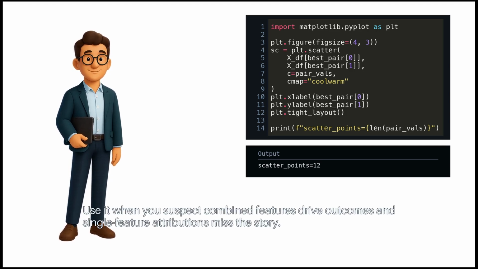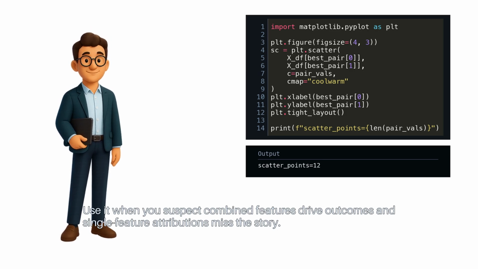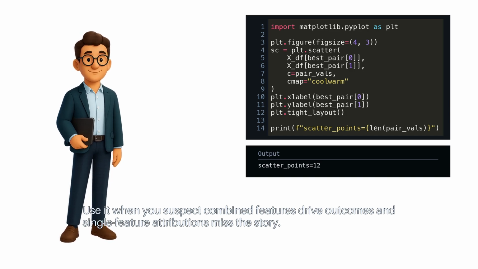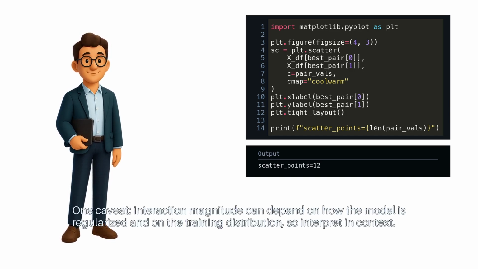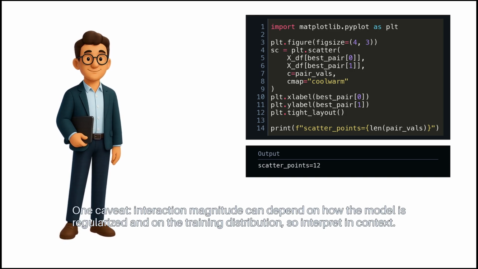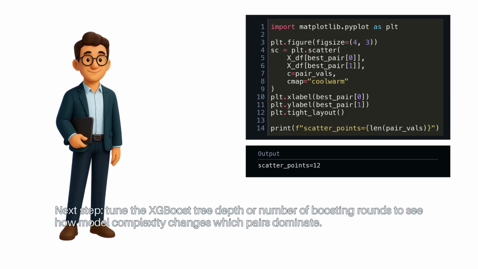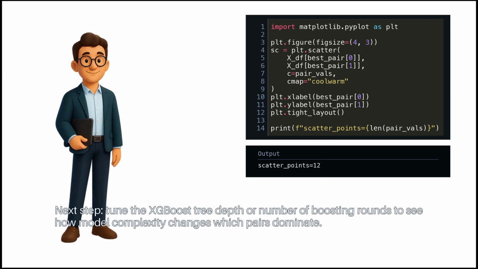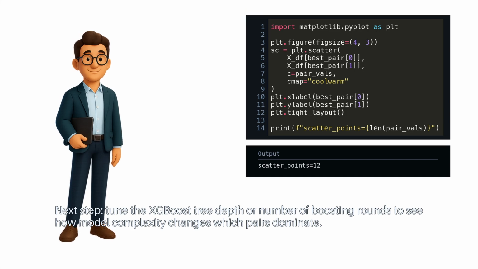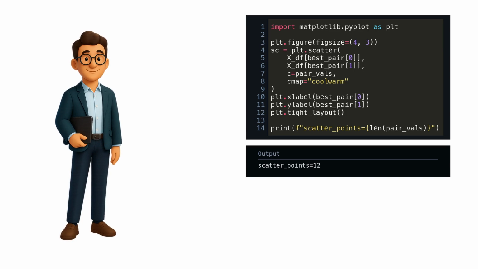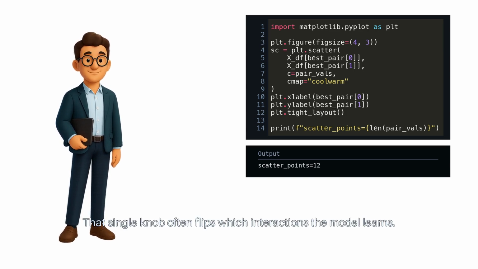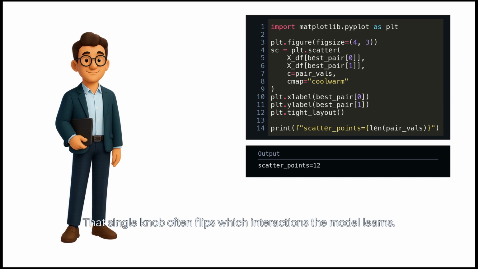Use it when you suspect combined features drive outcomes and single feature attributions miss the story. One caveat: interaction magnitude can depend on how the model is regularized and on the training distribution, so interpret in context. Next step, tune the XGBoost tree depth, or number of boosting rounds, to see how model complexity changes which pairs dominate. That single knob often flips which interactions the model learns.